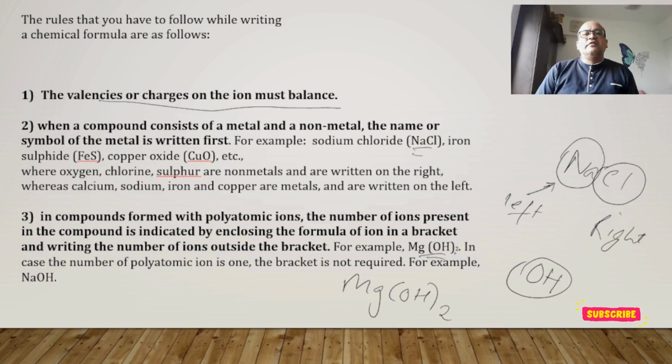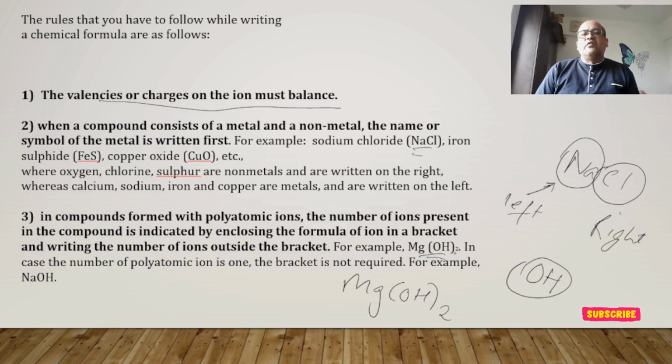The third thing we need to remember: in a compound formed with a polyatomic ion, the number of ions present in the compound is indicated by enclosing the formula of the ion in a bracket and writing the number of ions outside the bracket. The hydroxide ion is made of oxygen and hydrogen, so the number has to be written outside.